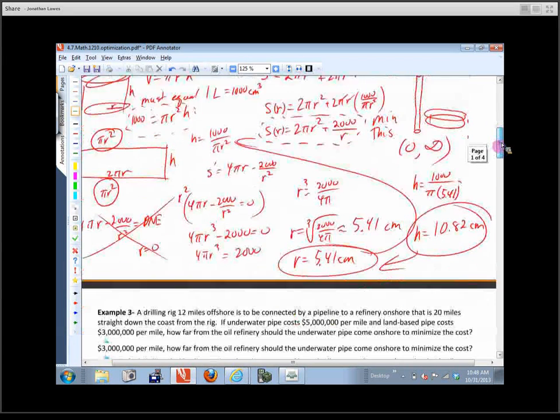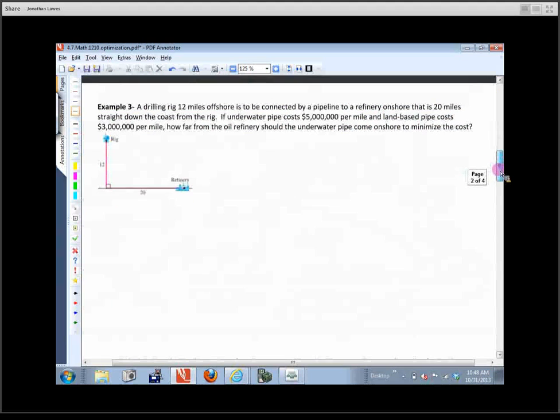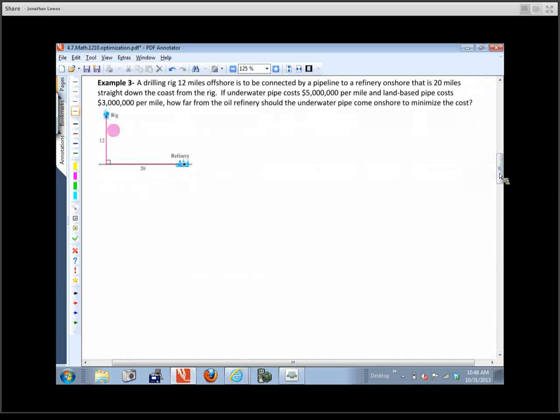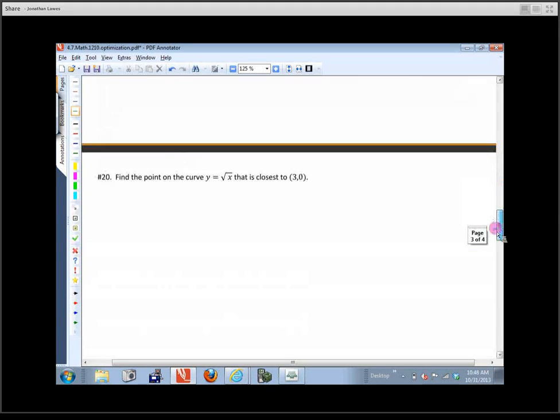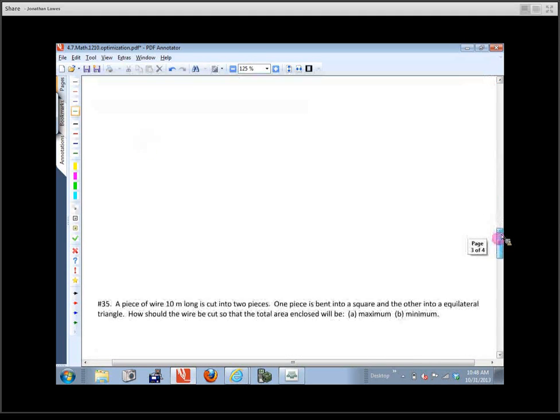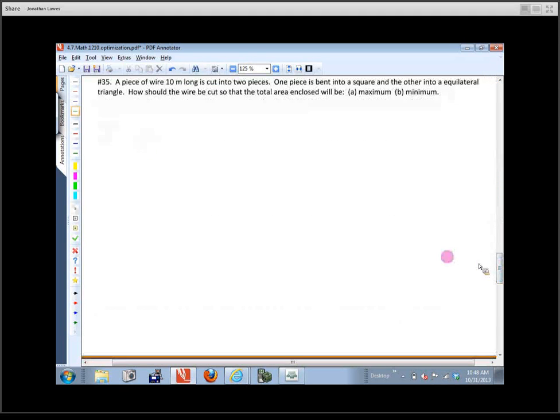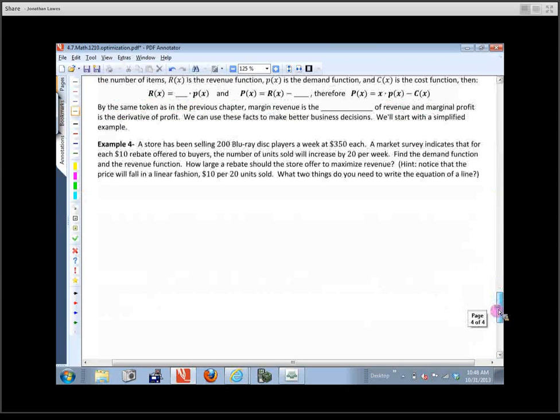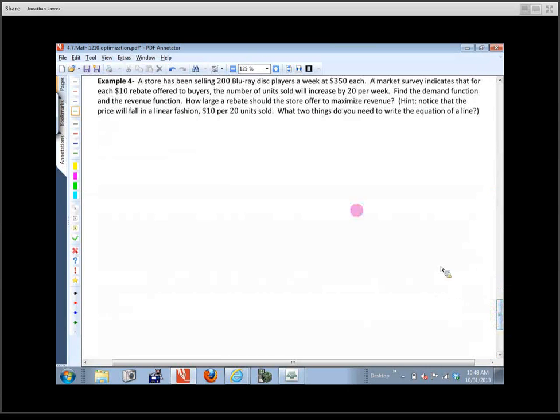Okay, we're going to spend Monday talking about this too. I've got this example of a drilling rig problem where we've got to get oil from here to the refinery for the minimum amount of cost. We've got a problem like this where we're going to minimize the distance. This is problem number 20 from your assignment. That's 35, and that right there is an example very similar to one in the textbook.